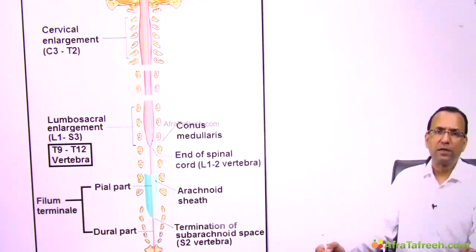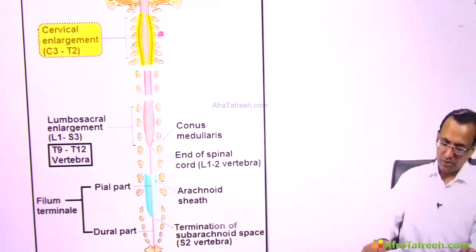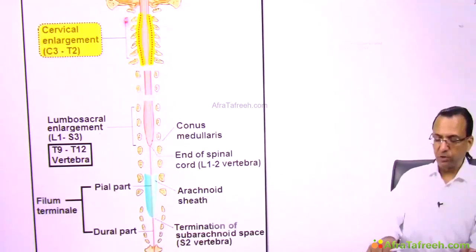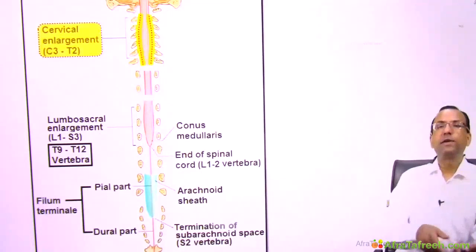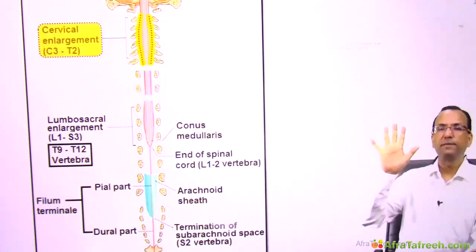What enlargement? I told you, this is the cervical enlargement. What for? It is a collection of neuron bodies to give the brachial plexus. What is the root value of the brachial plexus? It supplies the upper limb with 5 root values starting with 5: C5, and after that C6, 7, 8, and then T1.